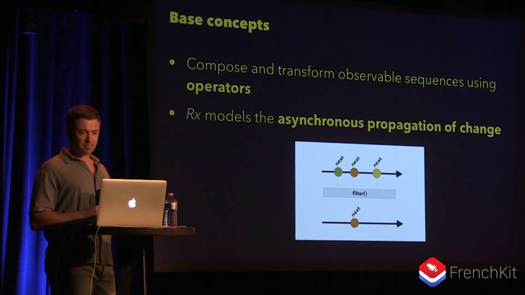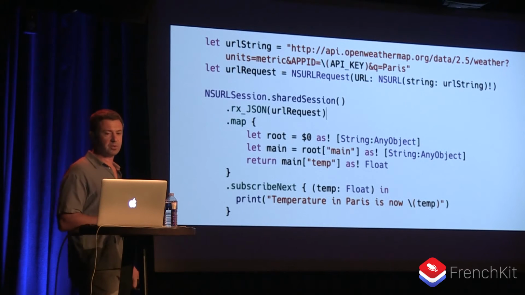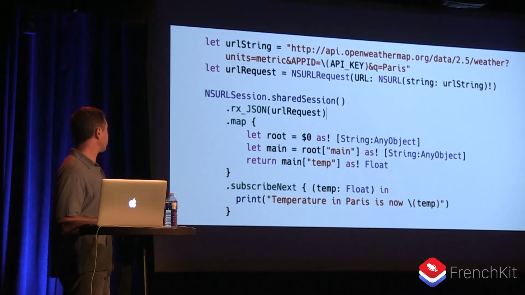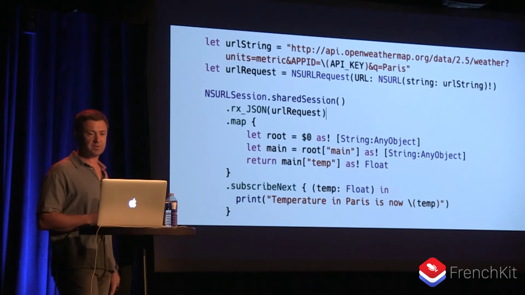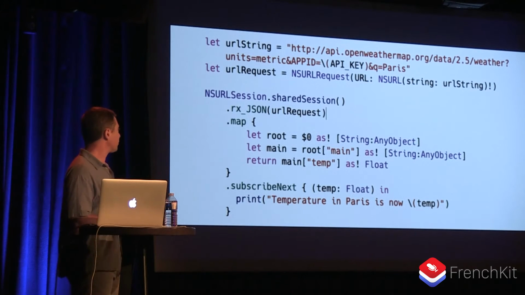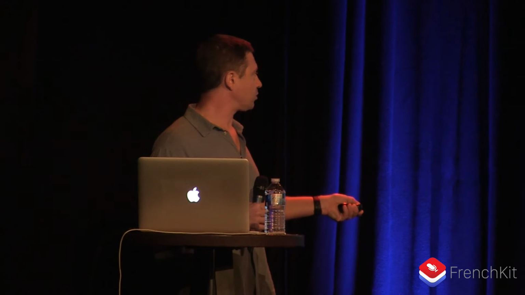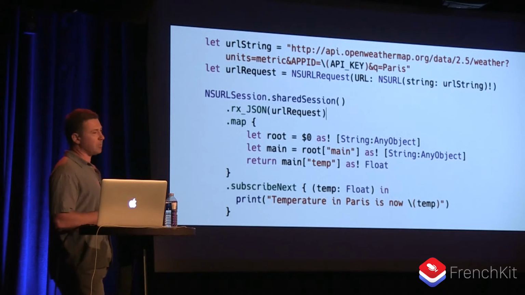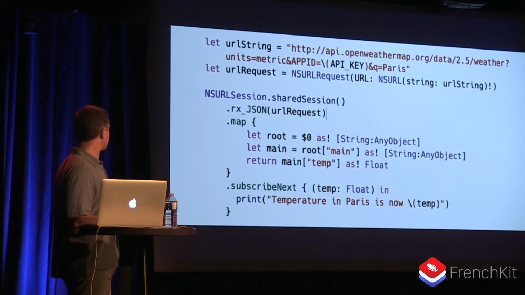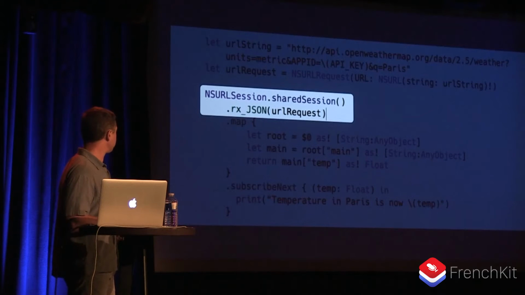So, okay, let's have a look at a simple example to see what reactive programming looks like. This is a small bit of code which performs a request. It's going to fetch the weather in Paris from a publicly available API. As you can see, the process can be read from top to bottom. We start here, and you read it this way. It's very close to what we do in Swift with maps on arrays and stuff. So let's go through it.